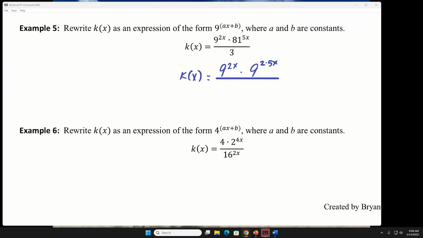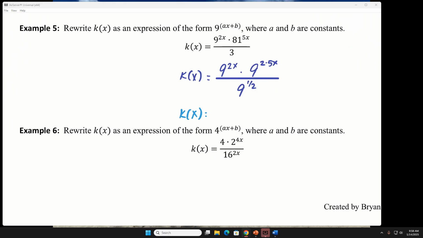What about 3? How can you write 3? 9 to what power? 1/2. Good. Because raising to the 1/2 means square root. Y'all are going to get that. Pretty soon I'm going to ask that question and everybody's going to just yell, 1/2.